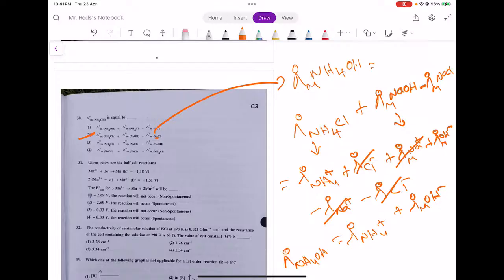Students, till now I completed half of the paper, exactly 30 questions. Tomorrow I am going to explain the remaining questions, students. Thank you.